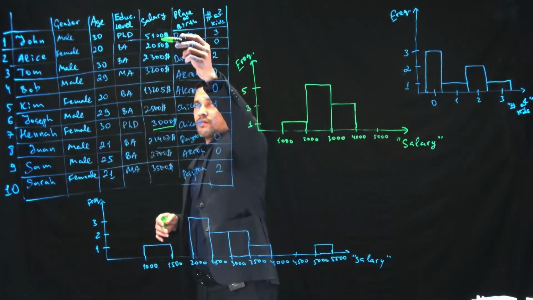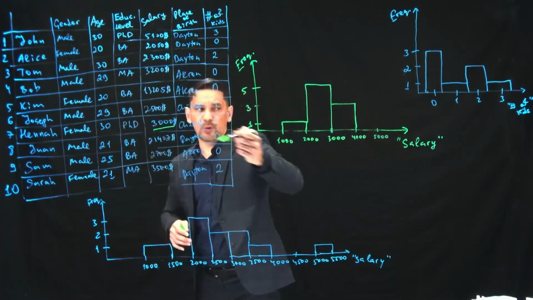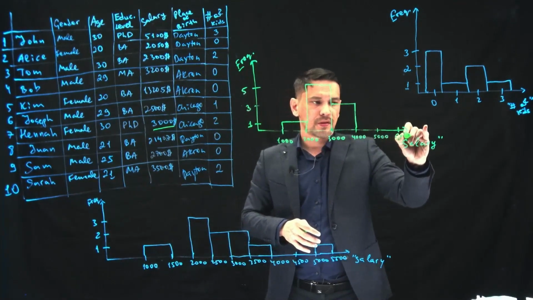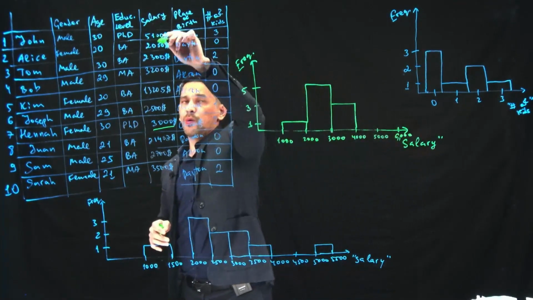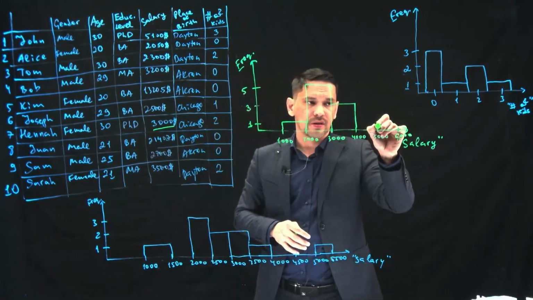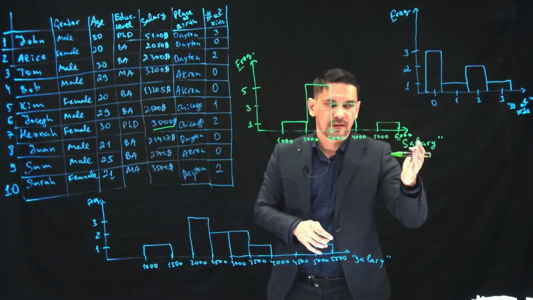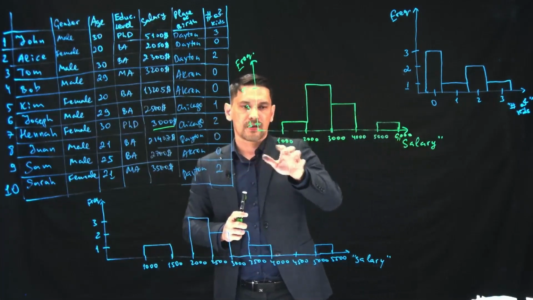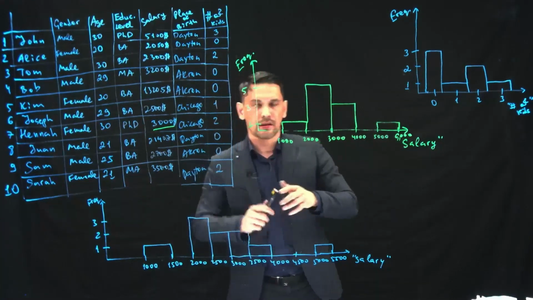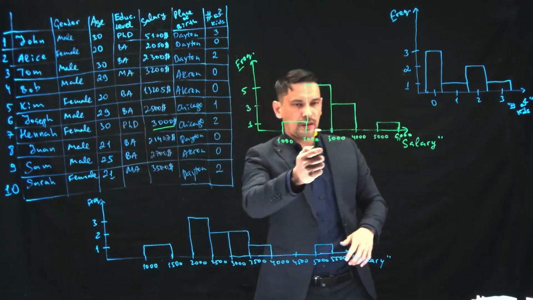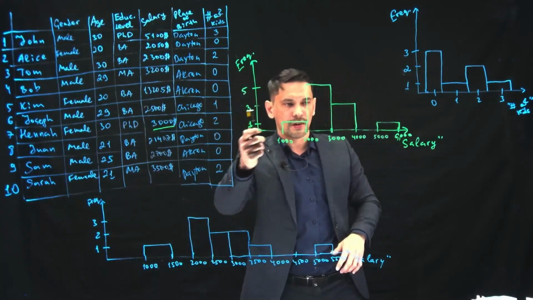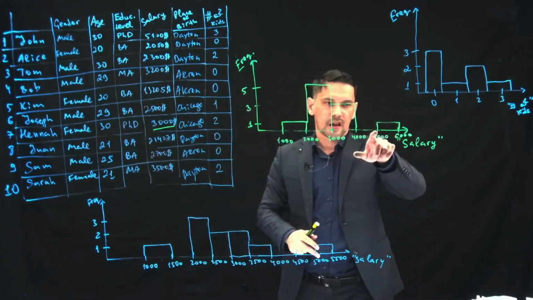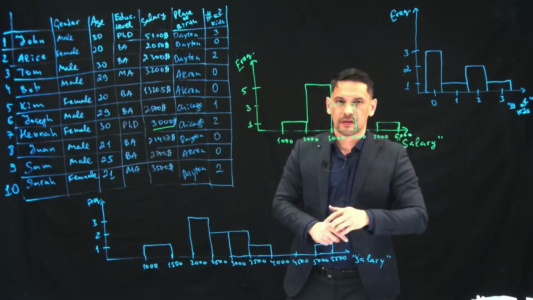Now, how many employees earn between $4,000 and $5,000? Okay, there's no one who has a salary between $4,000 and $5,000. And there's one person with a salary between $5,000 and $6,000. His name is John. So here's the histogram showing the variable salary. I can see in the histogram that one person has a salary between $1,000 and $2,000. 5 people have a salary between $2,000 and $3,000. 3 employees earn between $3,000 and $4,000, and only 1 employee has a salary between $5,000 and $6,000.